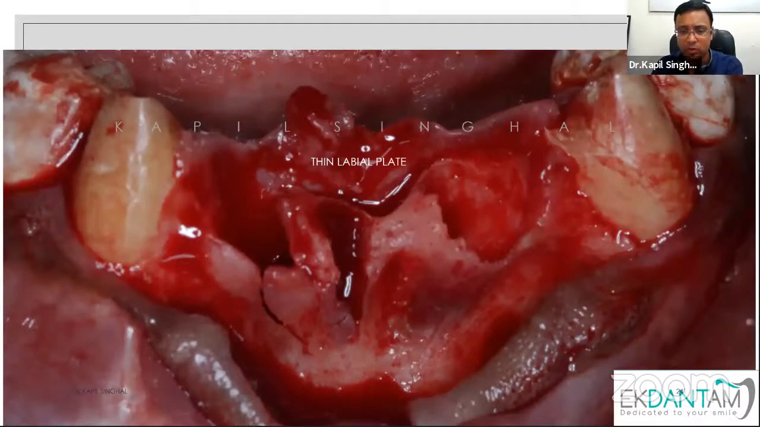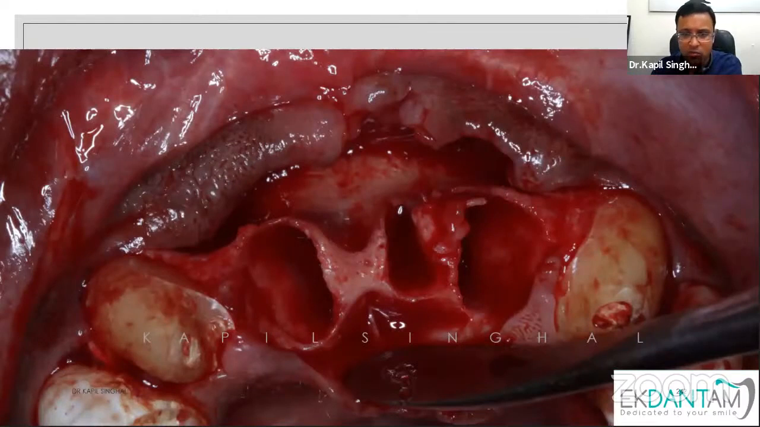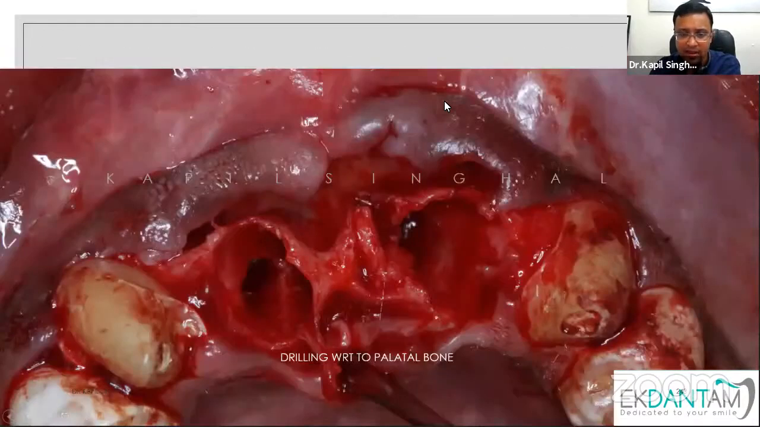So we extracted the teeth, and this is how the site looked. See the amount of soft tissue, see the amount of bone collapse, and see this thin bundle bone. If I don't do anything, all this bone will get resorbed and we will have a thin shelf of bone after some time.